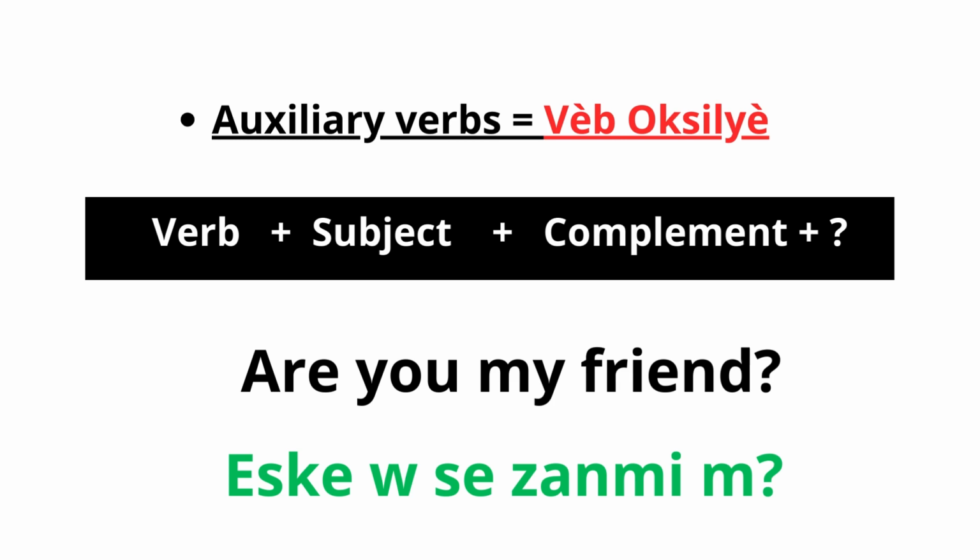Let's take this example. Are you my friend? Est-ce que c'est amis? Okay, that's an interrogative sentence. But we use now the auxiliary verb to be. Dans le cas, ça, on utilise auxiliaire to be qui c'est auxiliaire être.